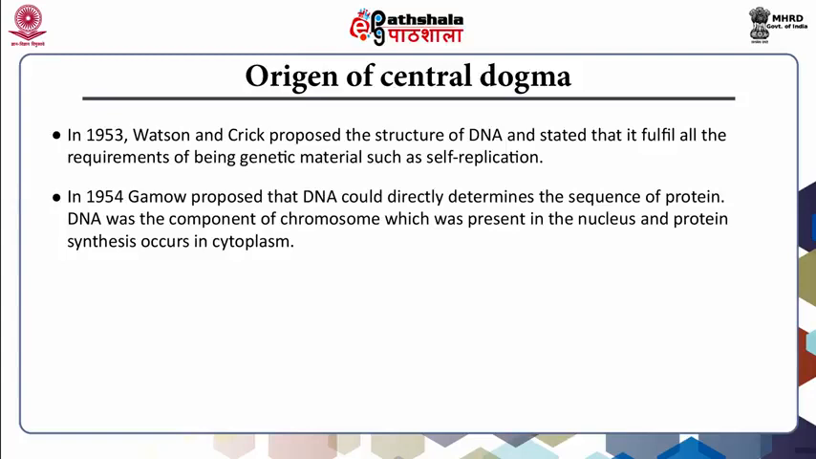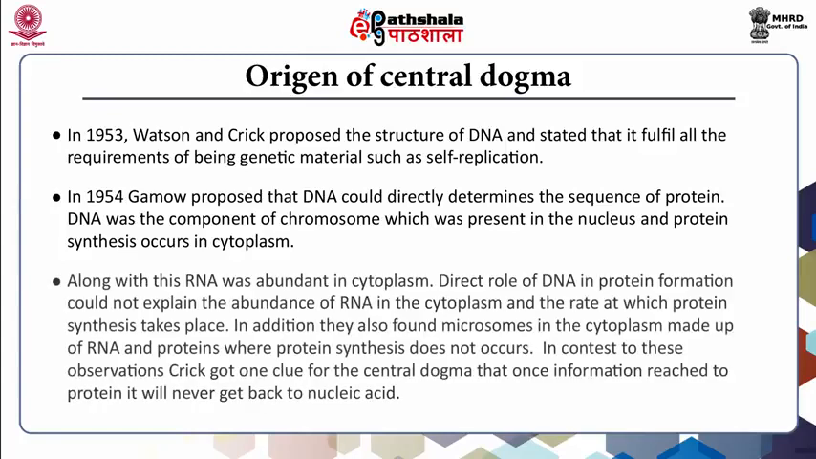DNA was the component of chromosome present in the nucleus, and protein synthesis takes place in the cytoplasm. Along with this, RNA was abundant in the cytoplasm. So, the direct role of DNA in protein formation could not be explained. That is why the abundance of RNA is there in the cytoplasm, where protein synthesis is taking place. The rate at which protein synthesis takes place was also unexplainable.